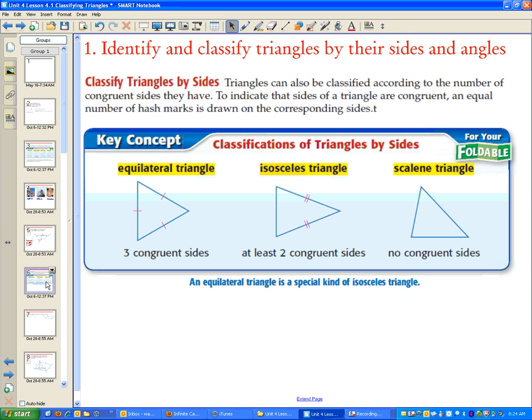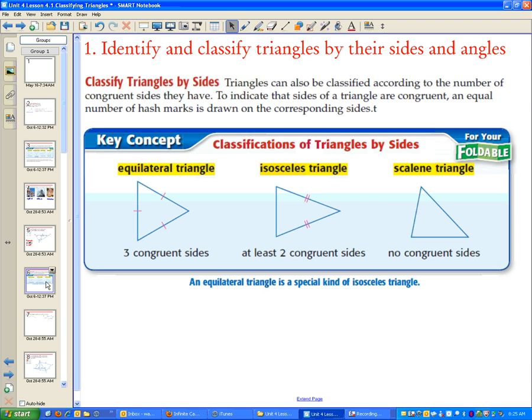So an equilateral triangle has 3 congruent sides. An isosceles triangle has at least 2. Now, think about that. At least 2. Is 3 at least 2? Yes. So technically speaking, an equilateral triangle is a subset of isosceles triangles. That becomes important later on down the road when we learn some theorems about isosceles triangles. Everything we learn about an isosceles triangle will also apply to an equilateral triangle, because an equilateral triangle is simply a special kind of isosceles triangle.